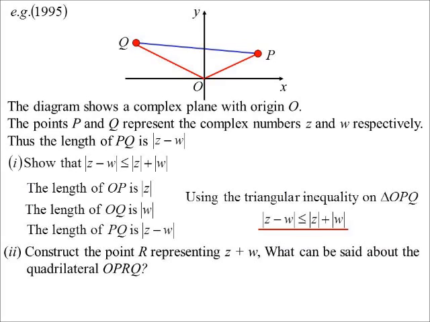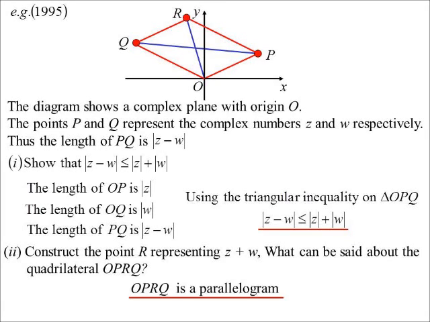Okay, they now want us to place a point R on the diagram, which would be Z plus W, which is easy enough. We just slide one vector or complete the parallelogram if you like. So let's pop it up there. And what can be said about that quadrilateral?